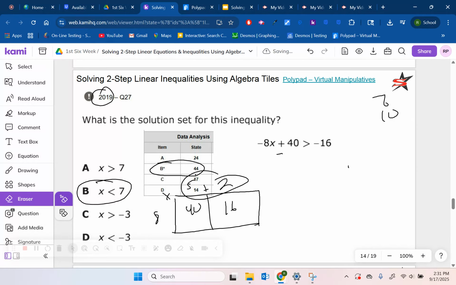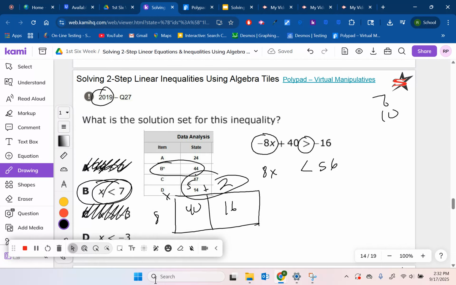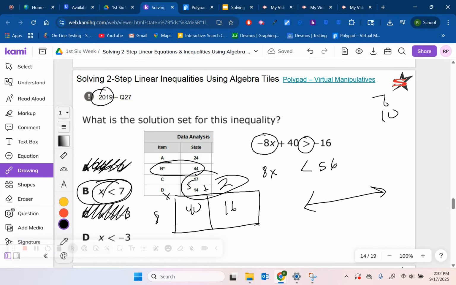When you use the tiles enough and you start showing that flip with the tiles, you already know that this is a negative coefficient. Nothing else out here is going to mess with it. This will become less than, and this will become 8x once you get to that second to last step. So you already know that it's not A and it's not C. And once you get to your work and you start figuring out that you're going to have 56 out here, you already know that's the answer. It can't be 3. And then your graph looks like this. Here's your 7. It's open, and anything less than, so anything to the left. And there you go. Easy stuff, guys.